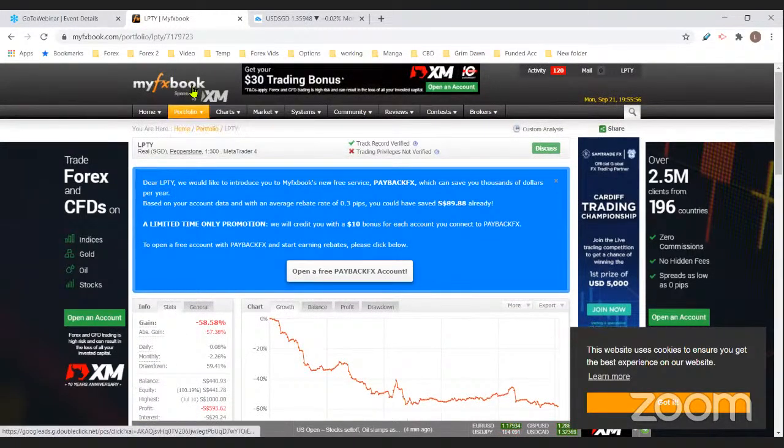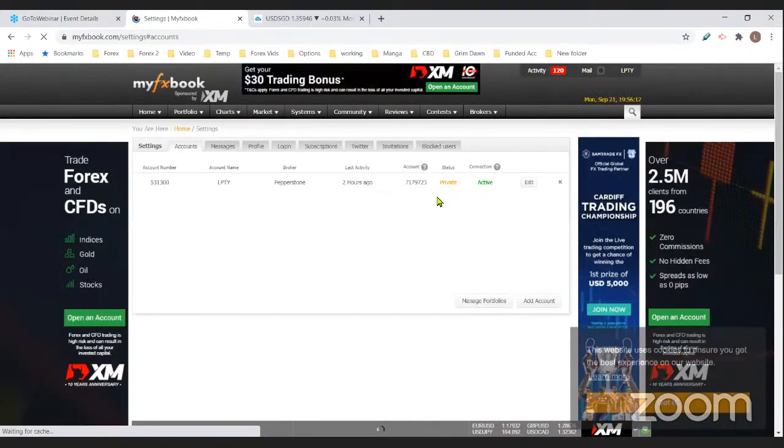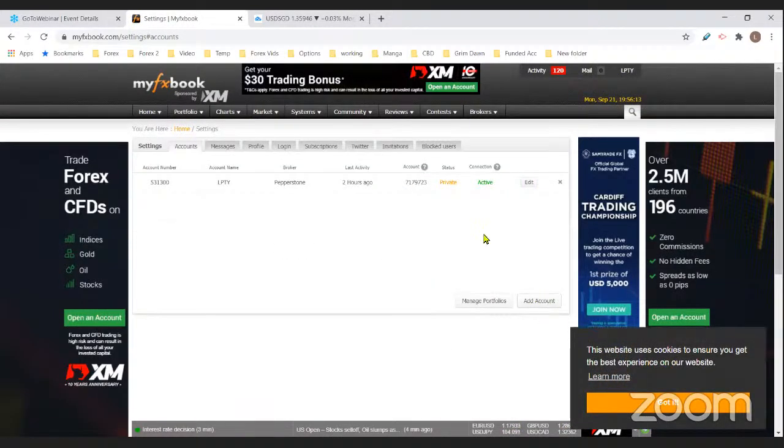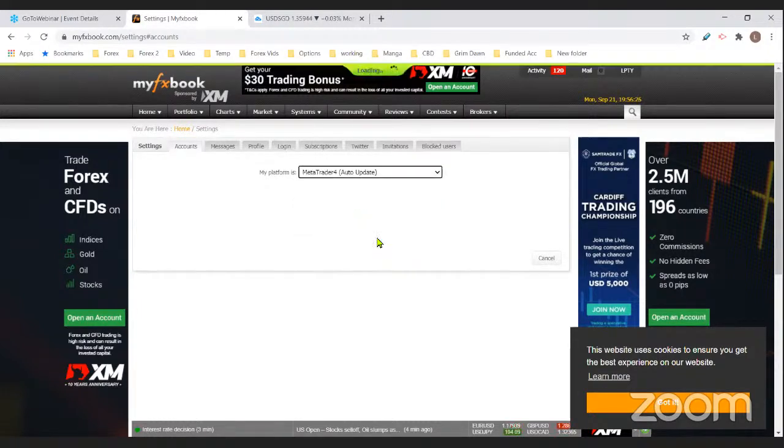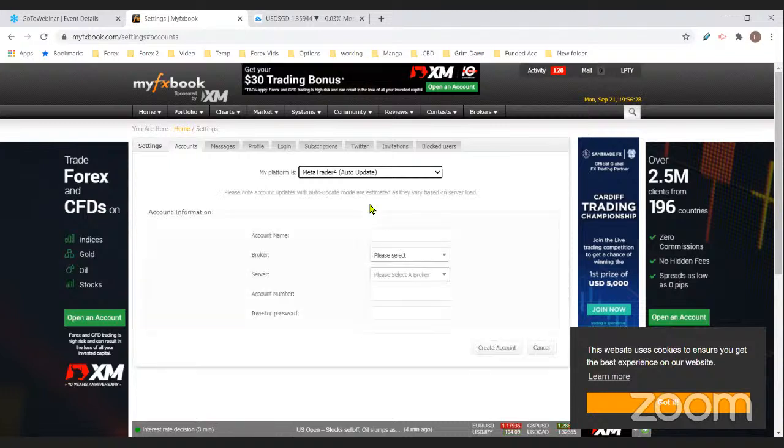So once you head over to MyFXBook, which is the website myfxbook.com, you can go to Add Account. So over here, you can choose to add your account. I only have one account over here. And then choose your platform. Don't use MT4 EA. You should be choosing MT4 Auto Updates. Or if you're using MT5 or any other platform, just choose accordingly.